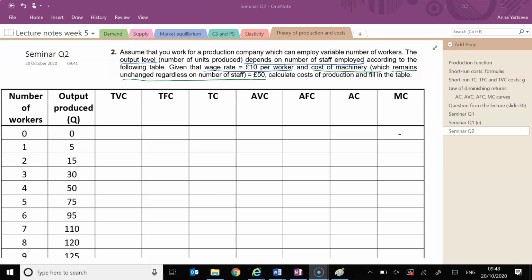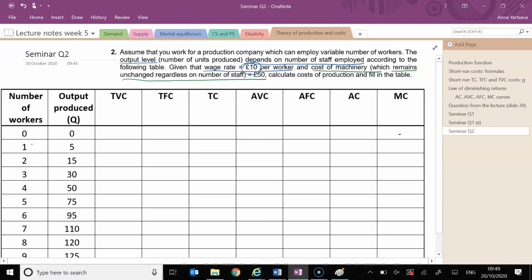Thank you. So because output depends on number of workers, our cost, which we pay for hiring workers, will represent variable cost. And this cost is equal to 10 pounds per worker. This is how much we pay per each worker. So let's have a look. Pay attention. In this particular table, it's slightly more complex because our output will not increase by 1 unit as before. We will add 1 worker in the production process, but productivity of each worker will be different.